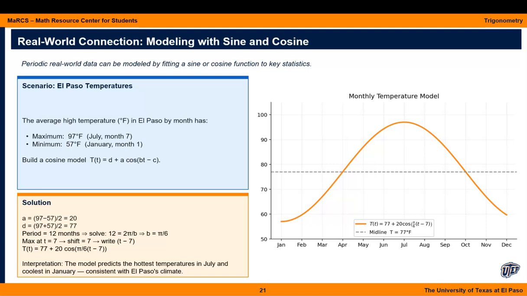Finally, shift the graph so the maximum occurs at month 7. This gives T of t is equal to 77 plus 20 cosine of (pi over 6 times (t minus 7)). This model describes how temperature changes throughout the year.